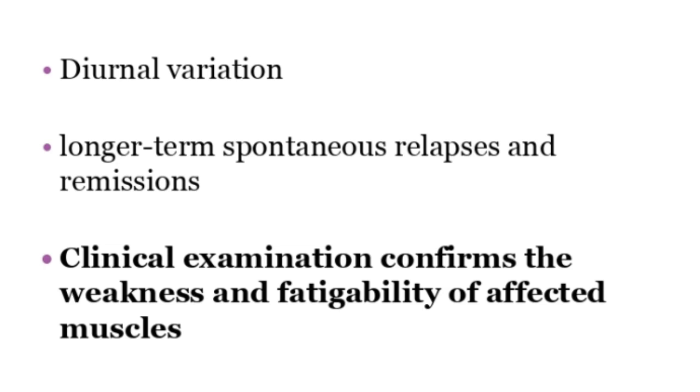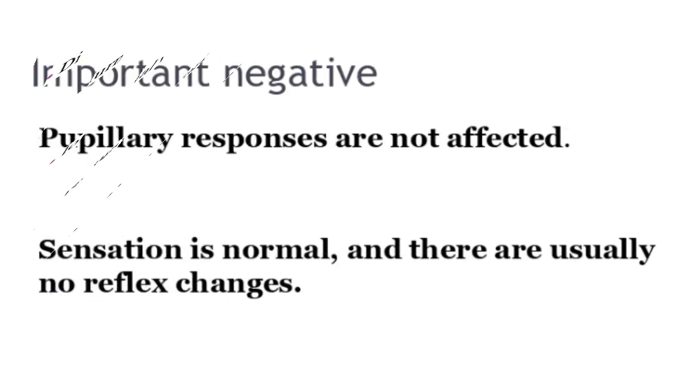The weakness does not conform to the distribution of any single nerve, root, or level of the central nervous system, and in more than 90% of cases, the extraocular muscles are involved, leading to often asymmetric ocular palsies and ptosis. The important negatives: the pupillary responses are not affected, sensation is normal, and there are usually no reflex changes. The characteristic feature of the disorder is that sustained activity of affected muscles leads to temporarily increased weakness.